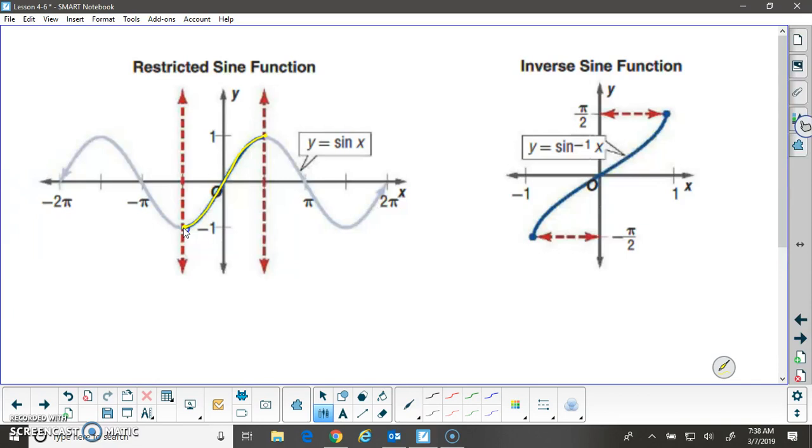If you took some of these coordinate points, such as negative half pi, negative 1, it would become negative 1, negative half pi right here. If you take this coordinate point, which is half pi comma 1, it becomes 1 comma half pi over here. And of course, if you take the coordinate point 0, 0 and switch that, you get 0, 0. So the picture on the right represents the graph of a sine inverse.